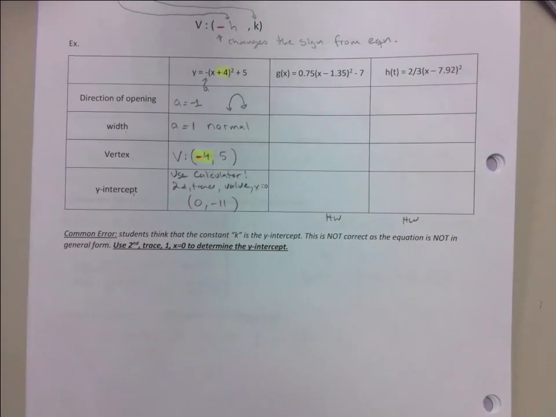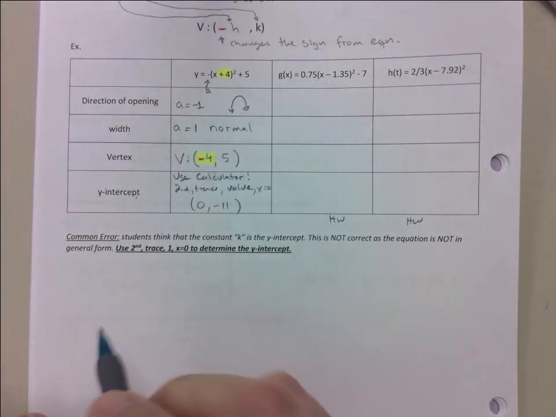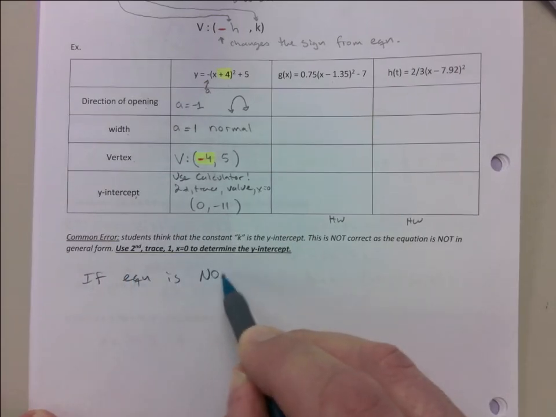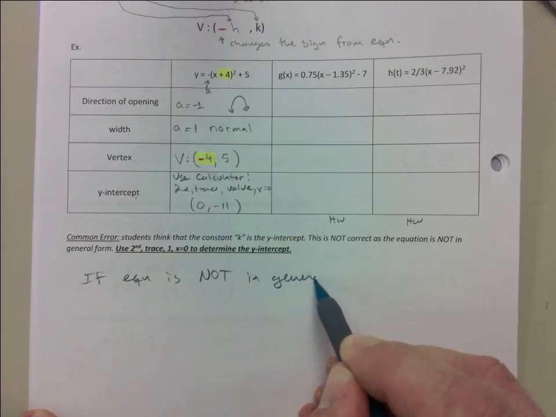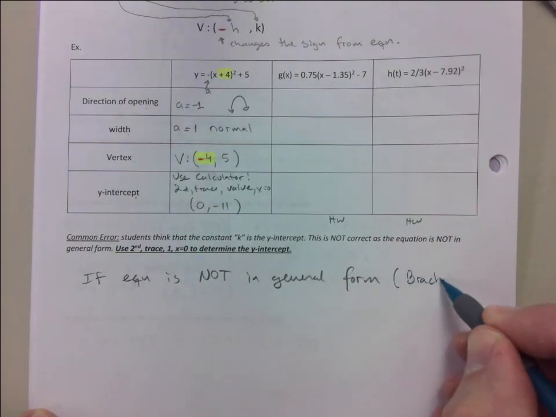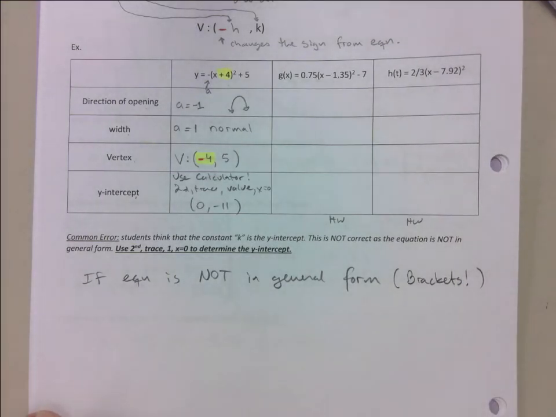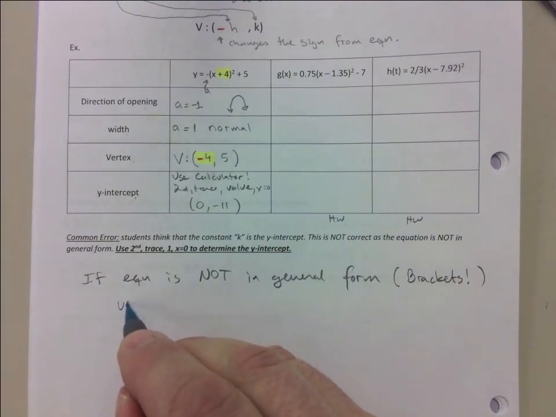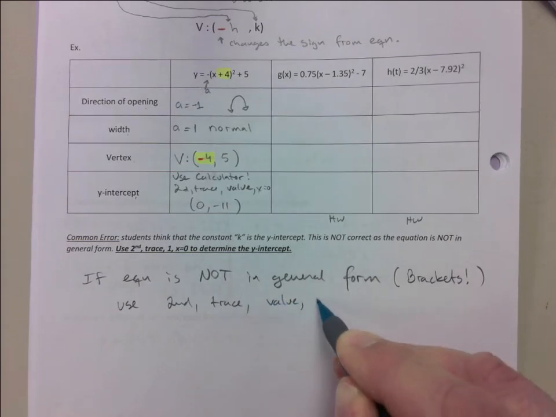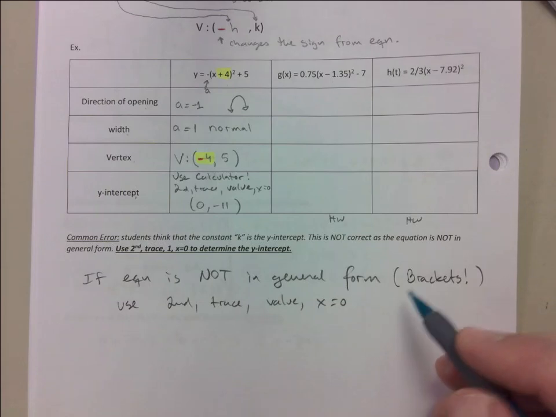I feel like I need to give you a note here because it happens way too often. If the equation is not in general form, and I just give my students this hint, brackets. If you see brackets, you know for sure it's not in general form. Don't think that the last number, that constant, is your y-intercept. Use second trace value, x is equal to 0, to find the y-intercept.